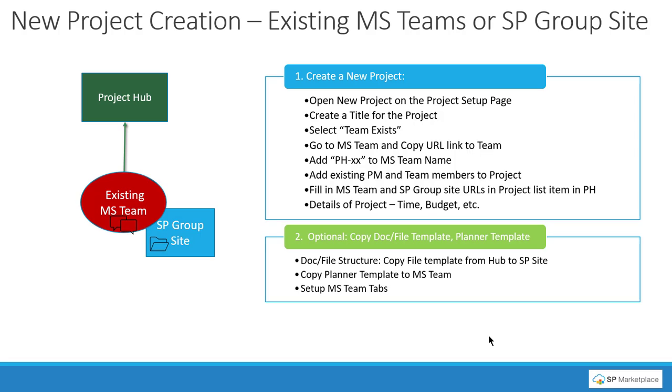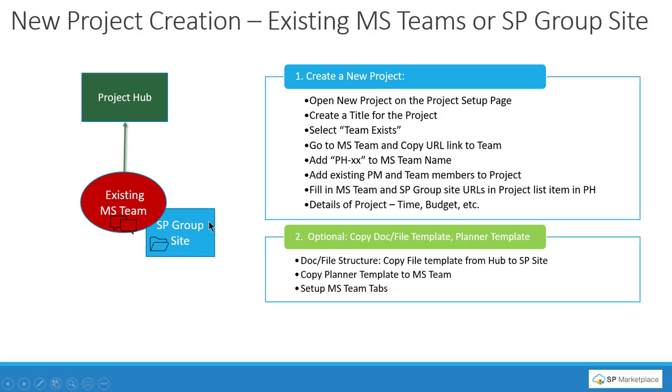Then you want to go to your existing MS team and group site and get the URL links to the team. And you'll want to actually add that into the project list item in Project Hub. That will actually point it to Project Hub. Now, you also can optionally concatenate a PH dash, and the XX is your ID number for the Project Hub. This will help you if you want to roll up documents or even to see a roll up planner view if you're using Planner as well.